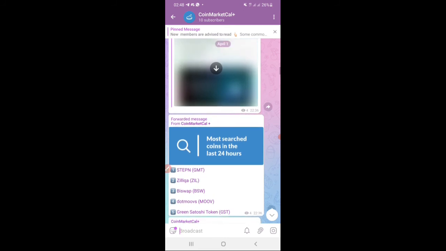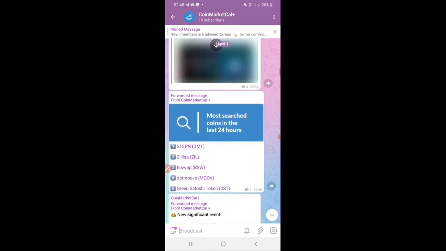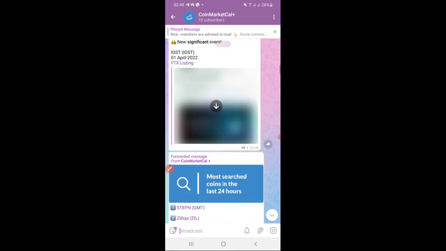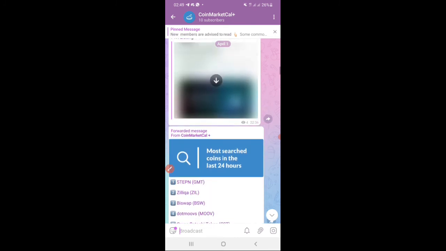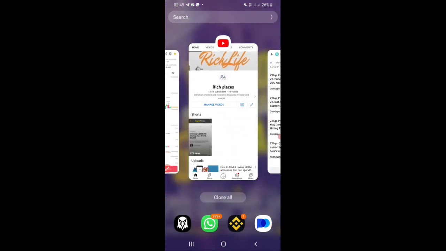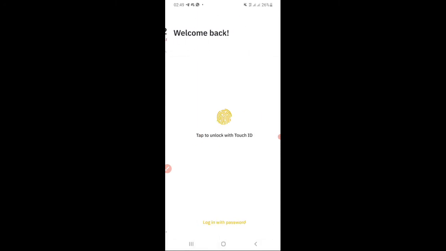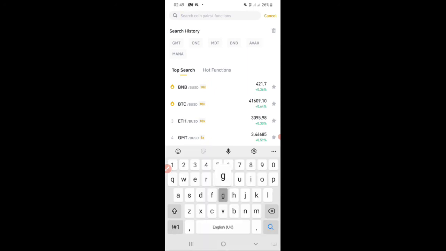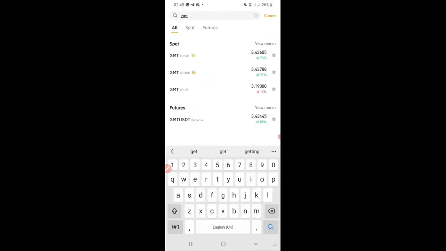This is the 1st of April, as you can see here. This is when the token was mentioned. Now, to prove that what I'm saying is actually right, let me go to Binance and show you what happened on the 1st of April on that token, so you know how very good it is.